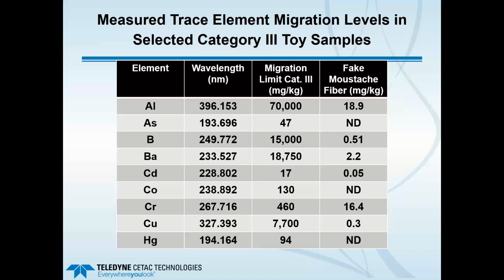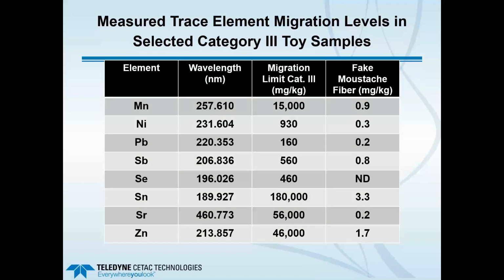Then the fake mustache fibers. Well, then things did start to pick up a little bit. We started to see some elements come up. There we saw for aluminum, a little bit for chromium, and a little bit coming up again above the background spectrum for some of the elements of note, but again, nothing very large from the leaching of the fibers.